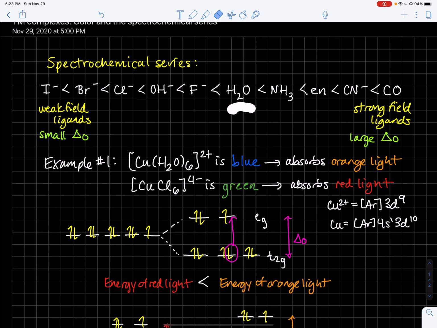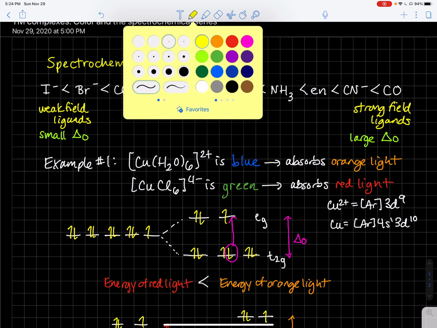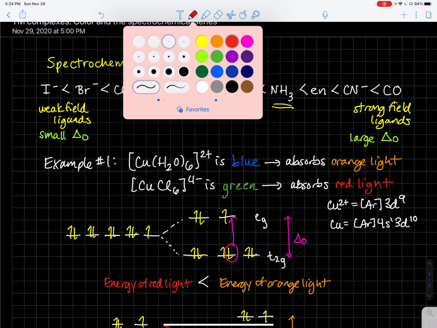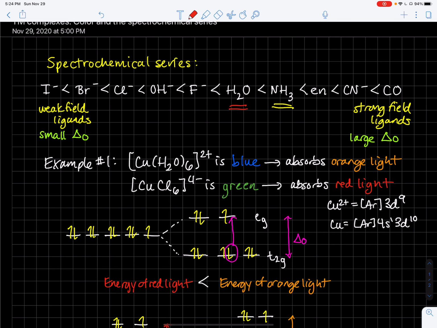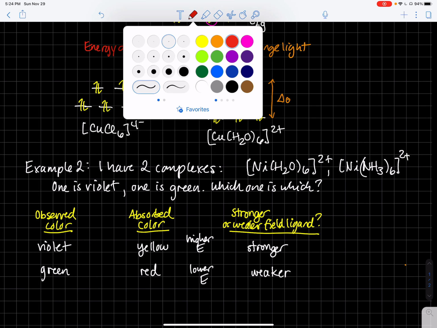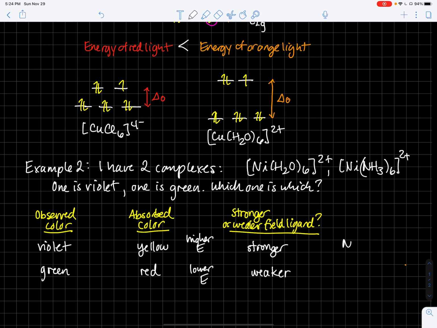We're not looking at chloride and water now, we're looking at water and ammonia. And in fact, in this case, ammonia is the stronger field ligand. So it's going to absorb the higher energy light, and water is going to absorb the lower energy light. So they're right next to each other, but ammonia is in fact a stronger field ligand. So this ligand is ammonia, and this ligand is water. All right, so that's my work.